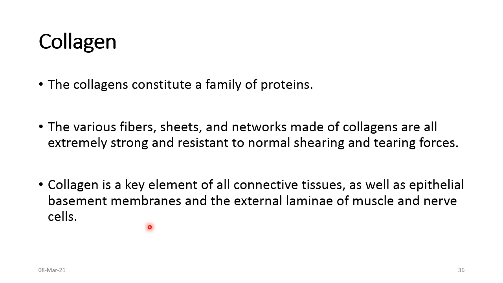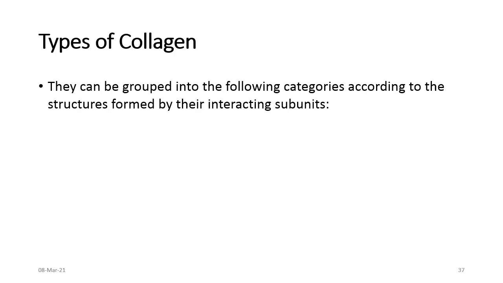تمام. and the external laminae of the muscle اللي هنتكلم عنها في المحاضرة الجاية. the external laminae of the muscle and the nerve cells, nerve tissue هلقى فيها شنو؟ collagen. it's the key element of all connective tissues. برضو epithelial basement membranes و external laminae of muscle and nerve cells. الكولاجين ده بروتين مهم جدا في الجسم.